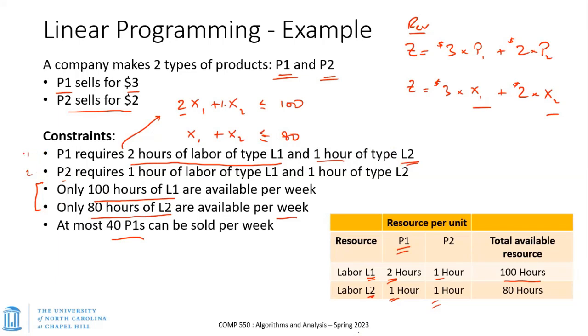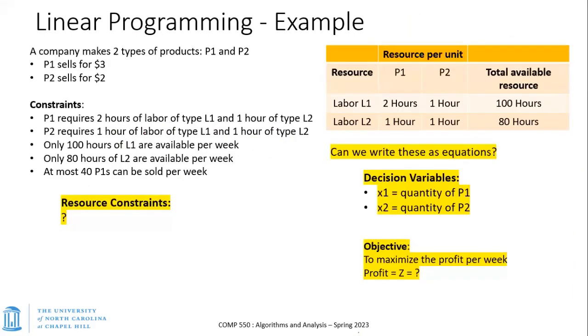So we've essentially done the first 4 of these. Is there one more constraint? Can somebody specify that? Yeah. X1 must be less than or equal to 40, right? Because we can only sell 40 of these. So that's great. You've basically rewritten this as a simple linear program.